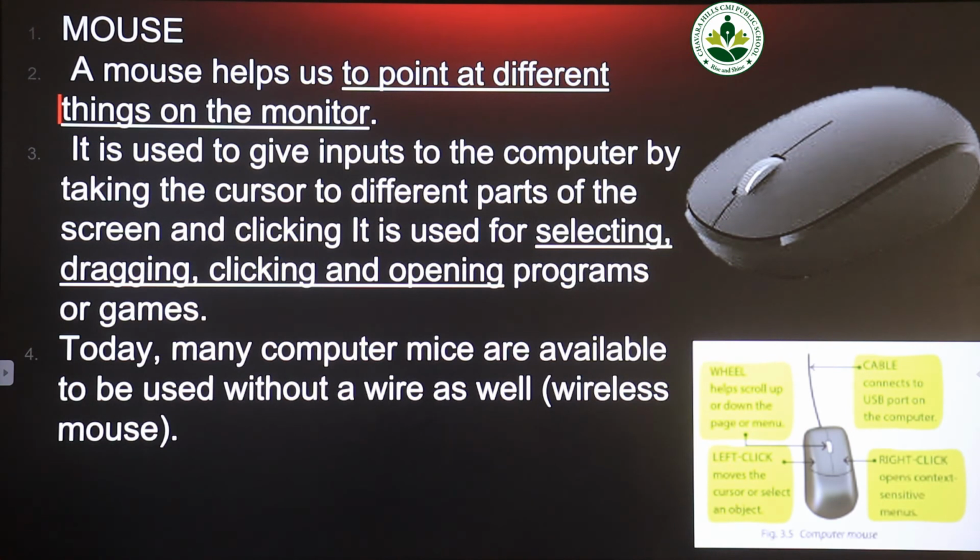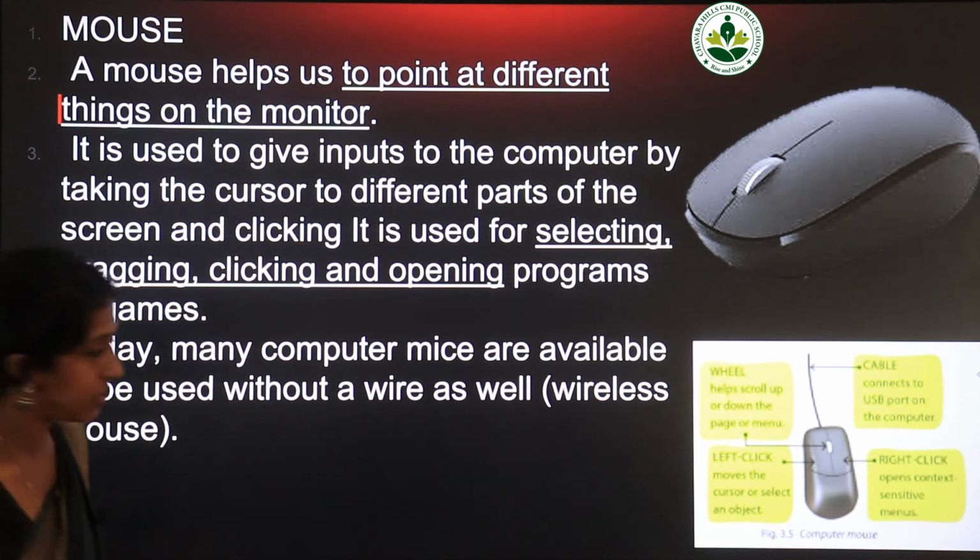And we can use the mouse for selecting. You can select anything in your computer by using mouse. Dragging, you can move from one place to another by using mouse. Clicking means when you click, your file will be opened, or you can open many programs by clicking. These are the different functions of a mouse. Today many computer mice are available to be used without a wire as well.